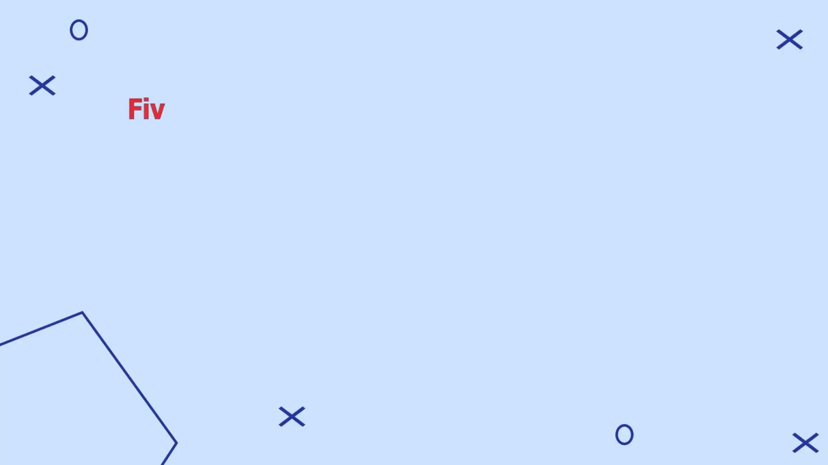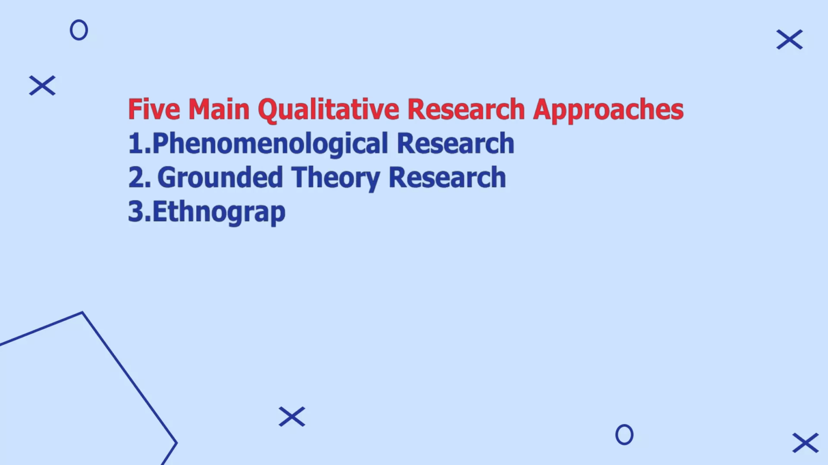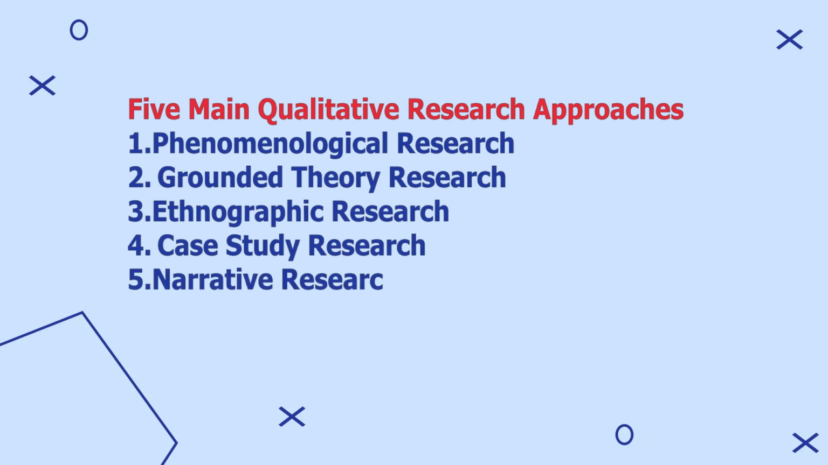When conducting qualitative research, one will need a strategy or an approach that will form the foundation of their research process. There are 5 main qualitative research approaches or strategies, including 1. Phenomenological research, 2. grounded theory research, 3. ethnographic research, 4. case study research, and 5. narrative research. Let's have a quick preview of the 5 main qualitative research strategies.